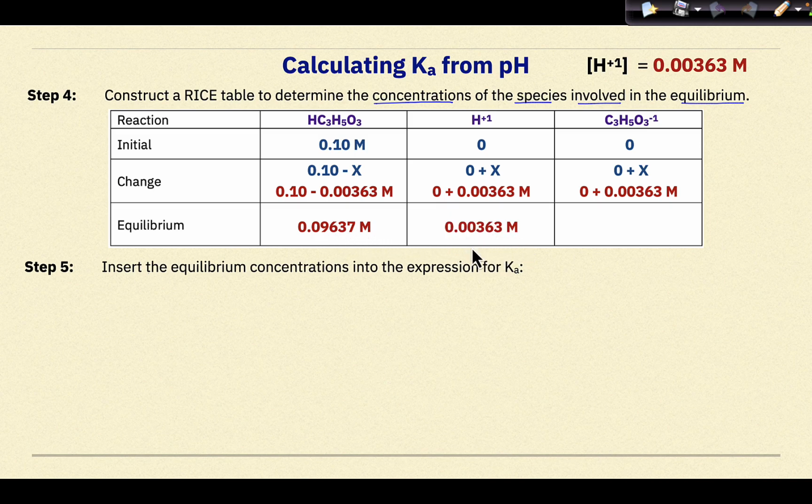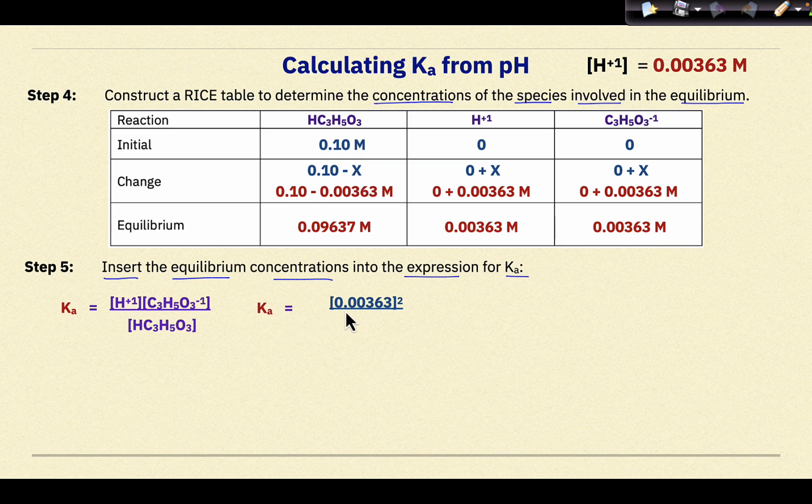And then we'll have our hydrogen ion concentration and our anion concentration. Now we can move on to step 5, which is insert the equilibrium concentrations into the expression for Ka. So we'll have Ka is equal to our hydrogen ion concentration times the anion divided by the concentration of the weak acid. Then we'll plug our values in. So Ka is equal to 0.00363 squared, because that's representing these two values right there, divided by our equilibrium concentration of our weak acid.